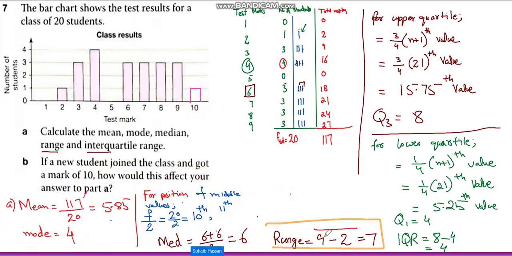Now let's talk about range. Range is the difference of the maximum and minimum value, and when the maximum value becomes 10, so definitely the range will be changed. Means the range will become 10 minus 2, that will be 8.